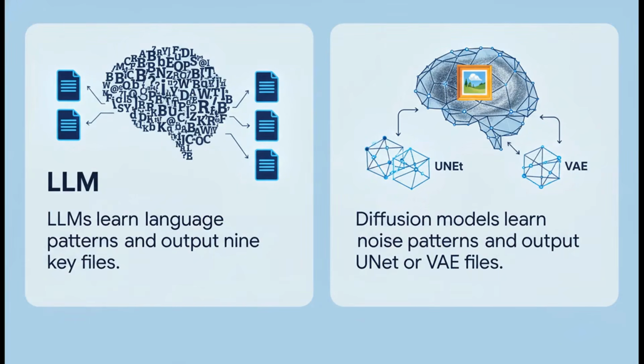When the training engine finally stops, we're basically left with two distinct paths. On one side, you have the large language model. That's a symbolic brain built on language patterns, outputting 9 key files. But on the other side, we have the diffusion model. That's a geometric brain processing noise using entirely different structures like UNet and VAE files. Two totally different brains running two different systems.